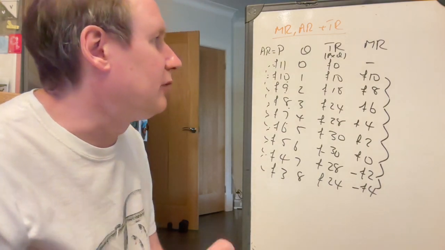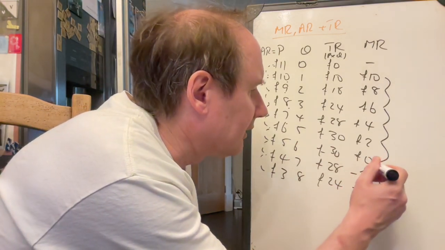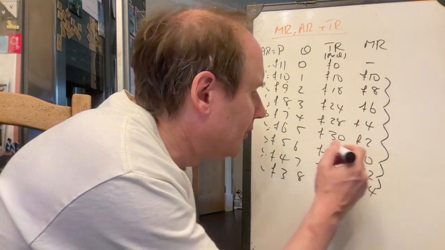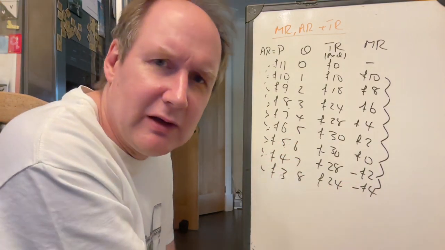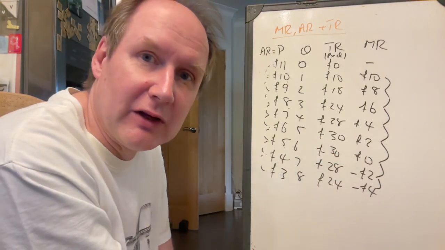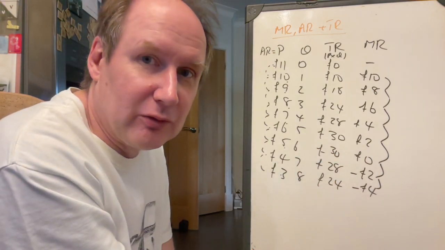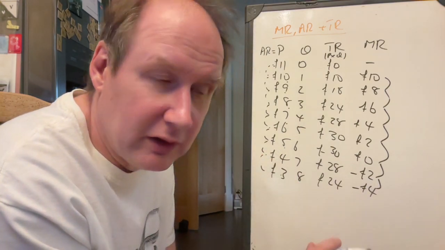So the second thing that we can see is, if you think about what's going on down here, when we cut the price from 5 to 4 and 4 to 3, we have negative marginal revenue. What's negative marginal revenue? All negative marginal revenue means is that total revenue is going down. So why is total revenue going down? This has nothing to do with profit. There's no costs here. So what's going on?